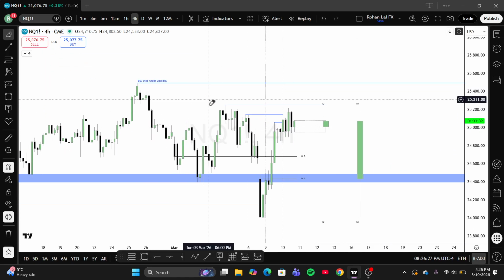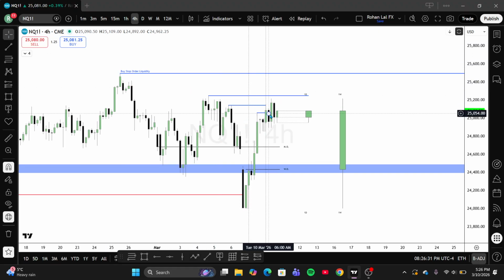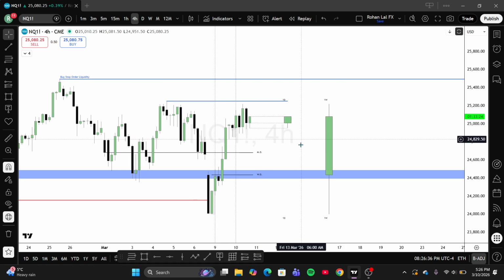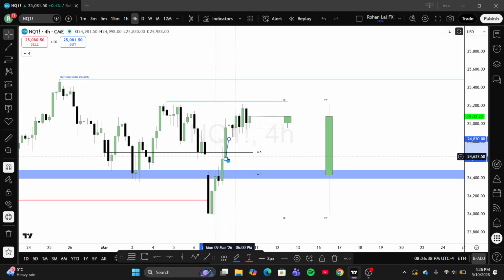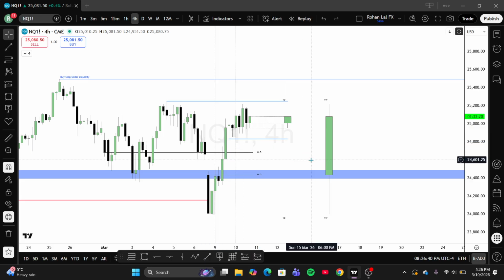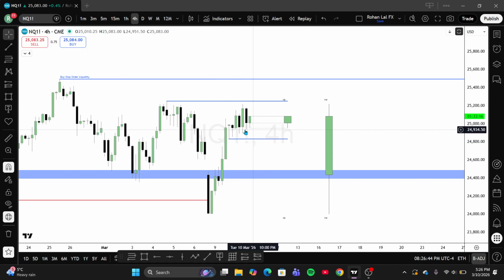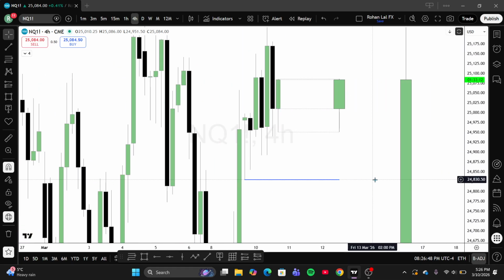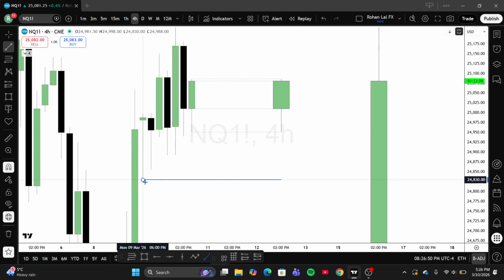So I'm anticipating this buy side liquidity to be purged. If that buy side liquidity gets purged, I'm looking at potentially price trading into this fair value gap. If we trade into this fair value gap, we would also be trading into this pool of sell side, right? And we also have this nice little trend line liquidity that is building up here.